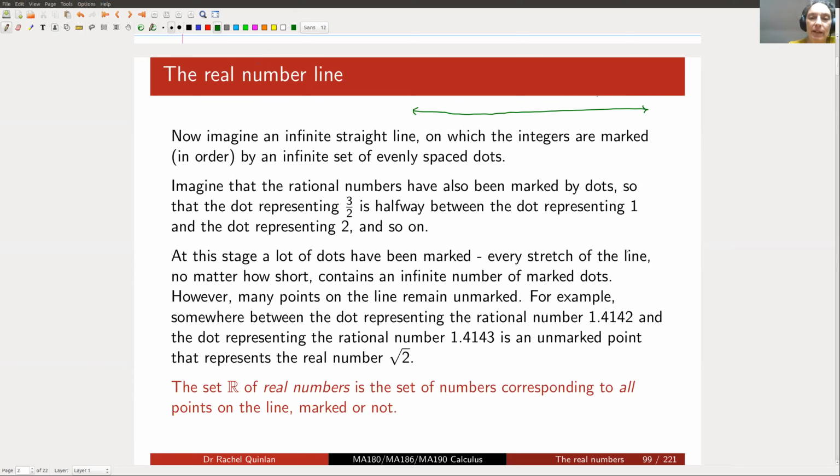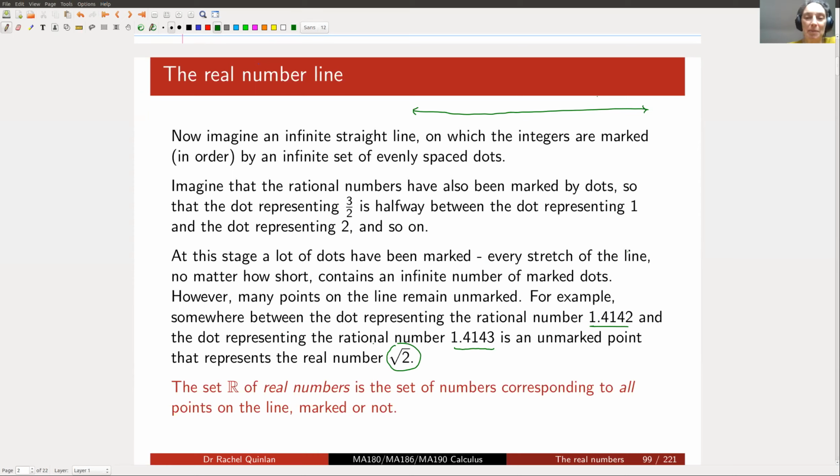Well, for example, I claim that there's a point that represents the real number square root of 2 that isn't marked, and that's somewhere between the rational number 1.4142. Okay, that's certainly a rational number because it's 14,142 over 10,000. That's a fractional representation of it. Somewhere between that rational number and the rational number 1.4143, which is a different one, is an unmarked point that represents the real number square root of 2.